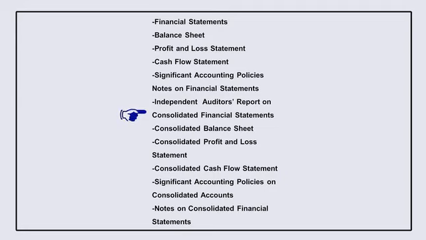Independent auditors' report on consolidated financial statement. They also have to disclose whether the independent auditors have given their independent report on the consolidated financial statement or not. Consolidated balance sheet and consolidated profit or loss statement also need to be disclosed by the company. The consolidated balance sheet and consolidated profit or loss statement are the combination of the balance sheets and profit or loss statements of two or more companies. Consolidated cash flow is the same, and lastly, they have to disclose the significant accounting policies on the consolidated financial statement that they have prepared, and the notes on the consolidated financial statement in their annual report.